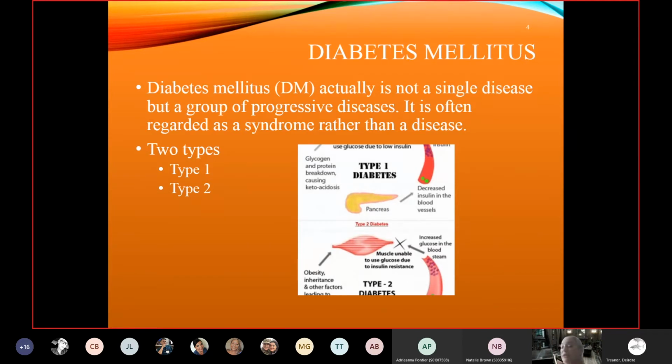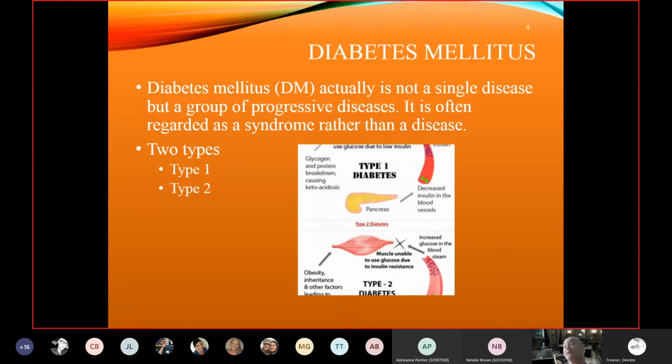Anything with an A1C greater than or equal to 6.5 is considered diabetic. So type 1 used to be known as insulin-dependent diabetes, or also juvenile onset. And then type 2 was known as non-insulin dependent or adult onset.